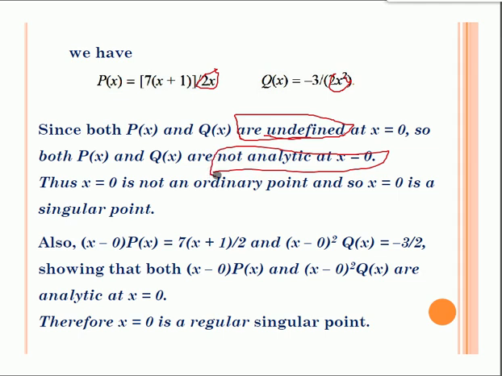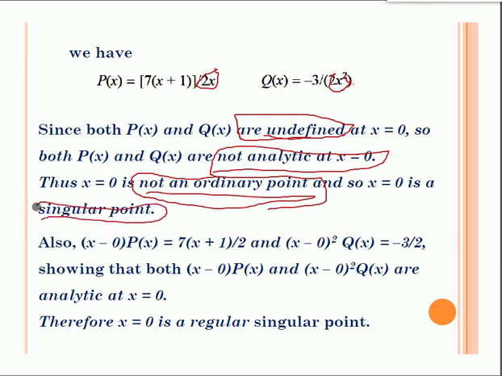Remember, not analytic means it is not an ordinary point. If it is not an ordinary point, definitely what is it called, guys? It is called a singular point. That means for the given differential equation, x equal to 0 is a singular point. Now move to whether two types of singular points will exist, whether it is a regular or irregular singular point.